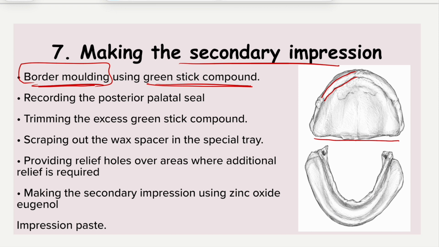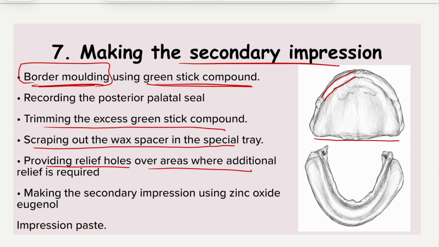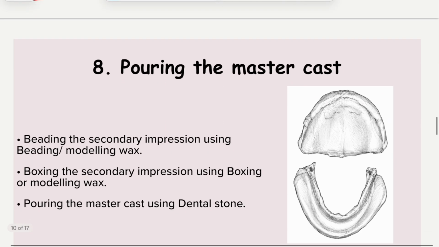Once that is done, we will trim the excess green stick compound and we will scrape out the wax spacer that we adapted. Okay, so after that we will provide relief holes over the area where additional relief is required, and then we will start taking the impression using zinc oxide eugenol impression paste. Okay, so after border molding is done and the secondary impression is taken using zinc oxide eugenol, we will pour the cast.